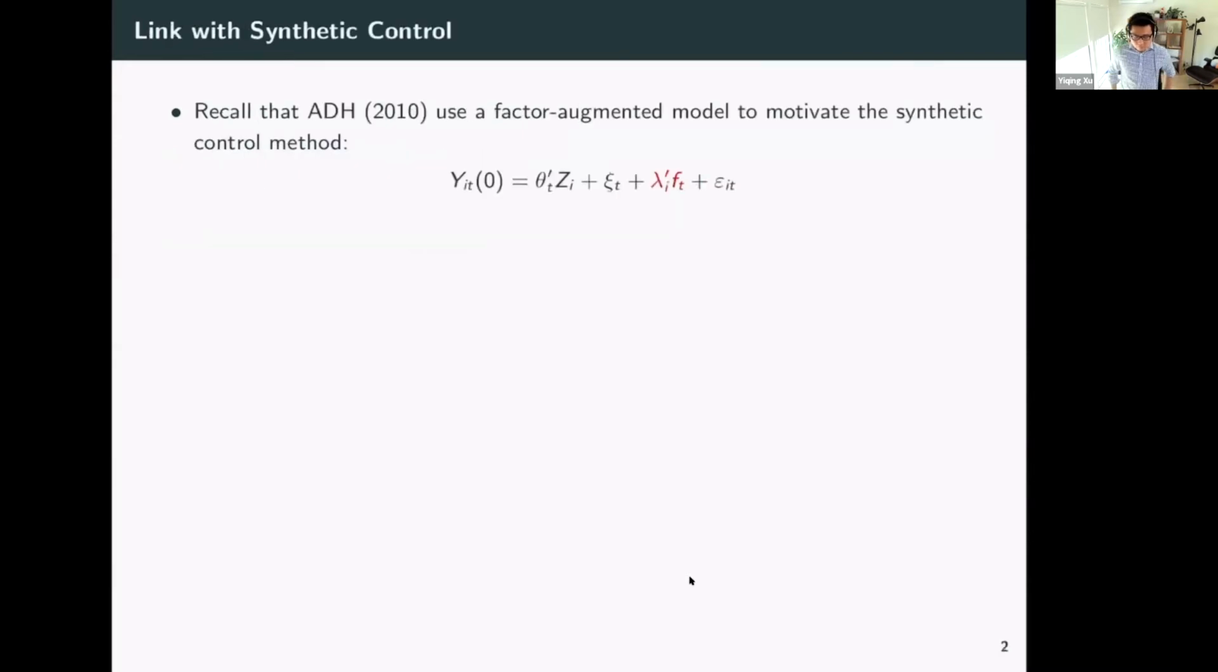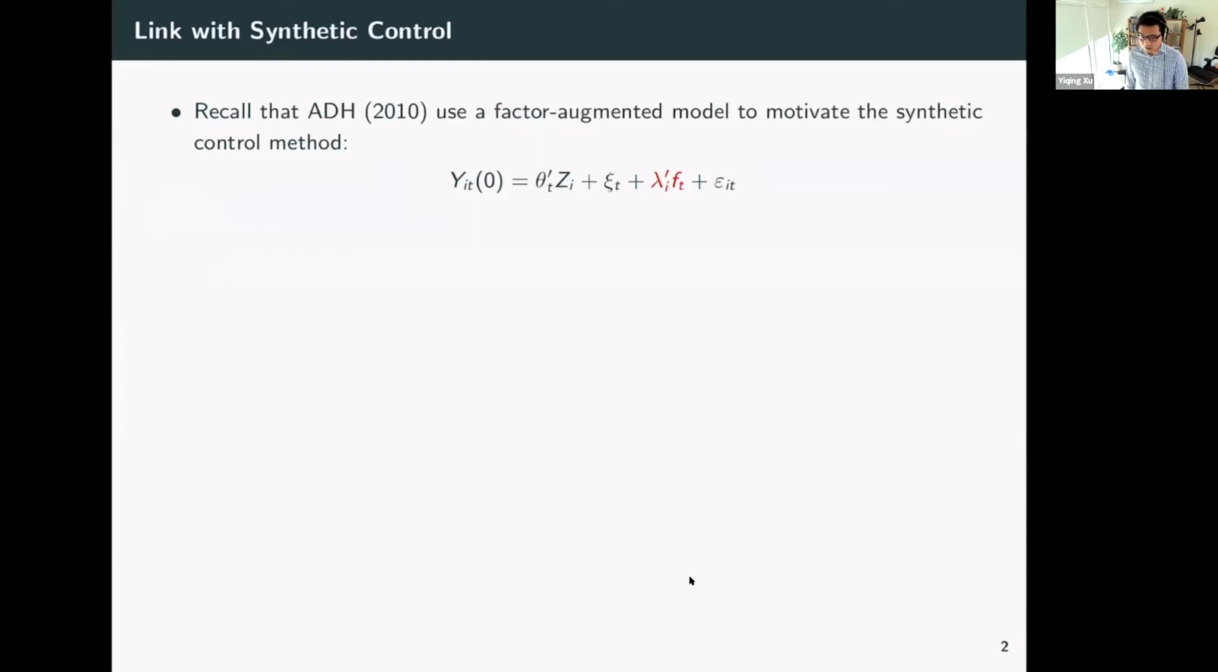Okay, so recall in the classic synthetic control paper in JASA, the authors use a factor-augmented model to motivate synthetic control. They use this generative model and argue that synthetic control is approximately unbiased under this model. Of course, this is not the only model with which synthetic control can work. This is one model based on which synthetic control can give you good statistical properties, but it may be a good starting point.